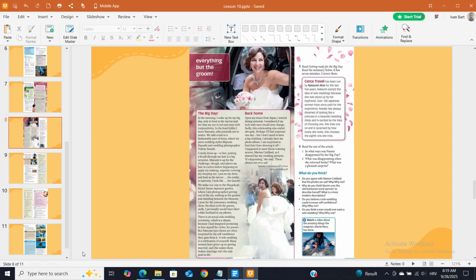I happened to meet Oscar-winning actress Marion Cotillard, so I showed her my wedding pictures. It's depressing, she said. These photos are very sad. Spinster equals an unmarried woman. Very old-fashioned.